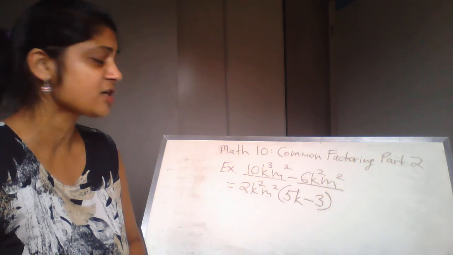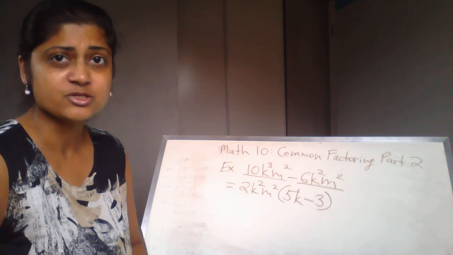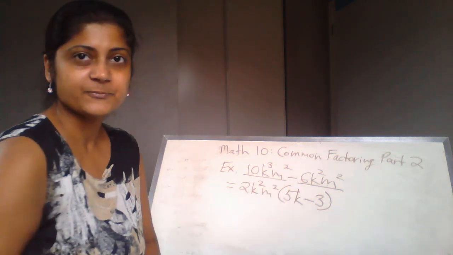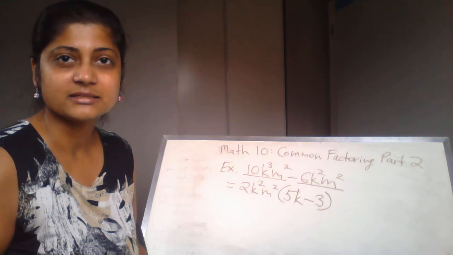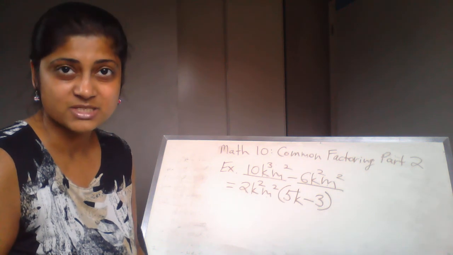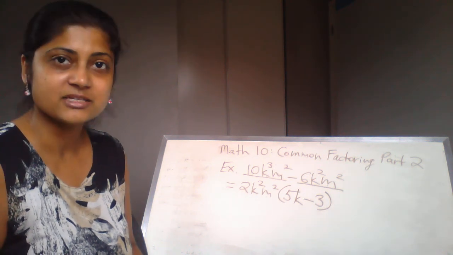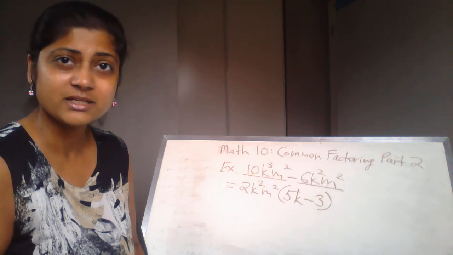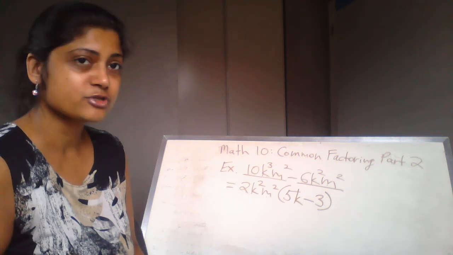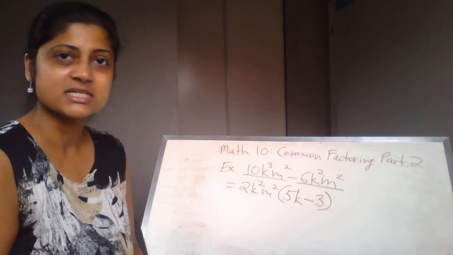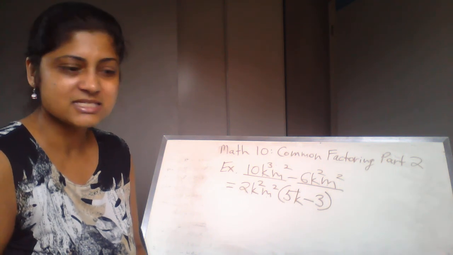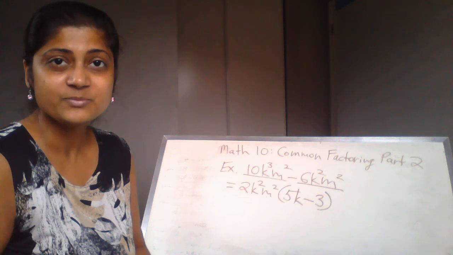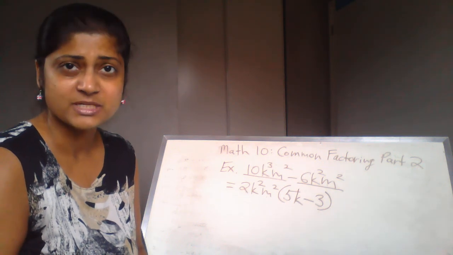Okay, and a good way to check to see if you have the right answer is when you look inside the bracket, there shouldn't be anything else that is common between the two terms. And I can see that that is the case here. Both 5 and 3 are prime numbers. They can only be divided by 1 and by itself. Okay, the first term has a k, and the second term doesn't have a k.